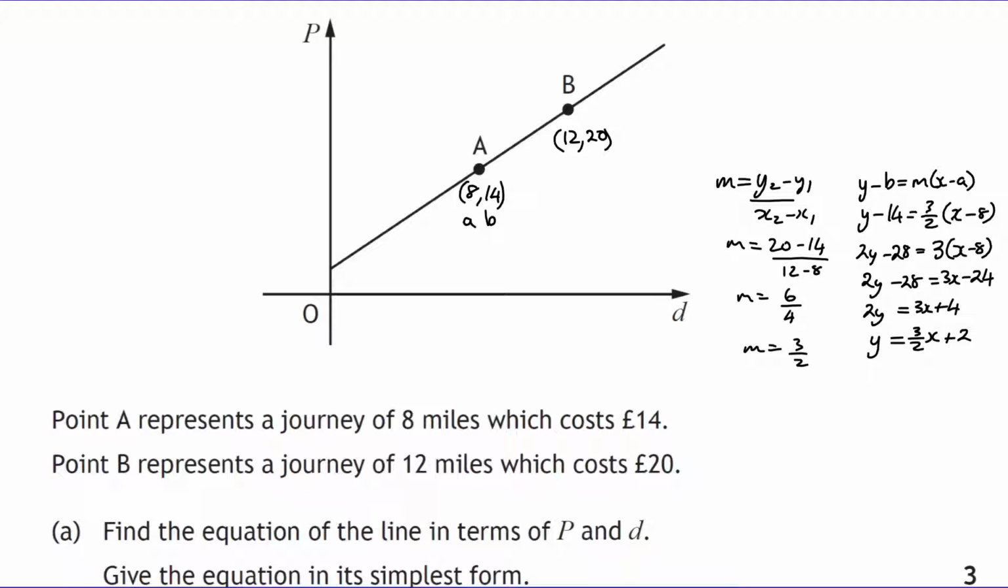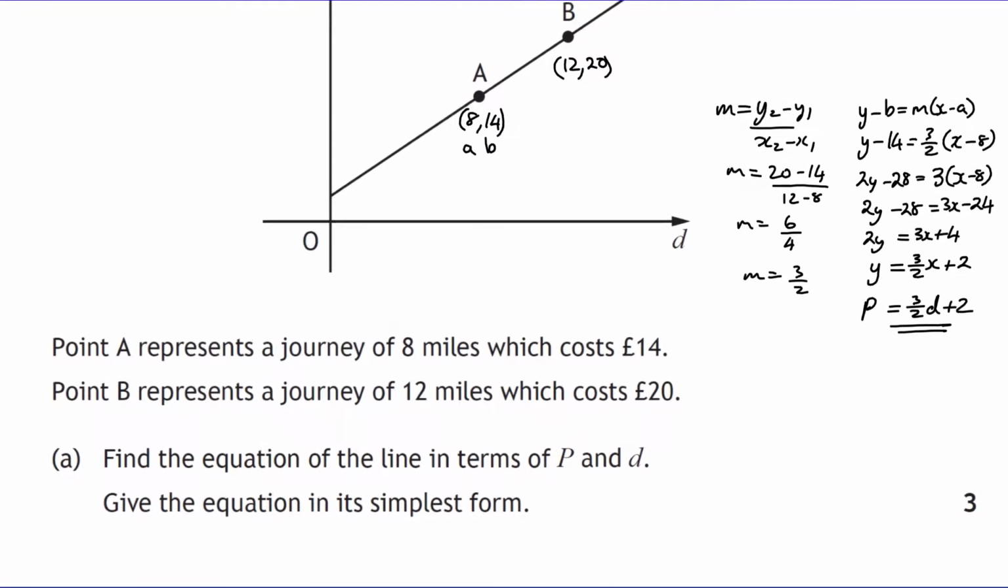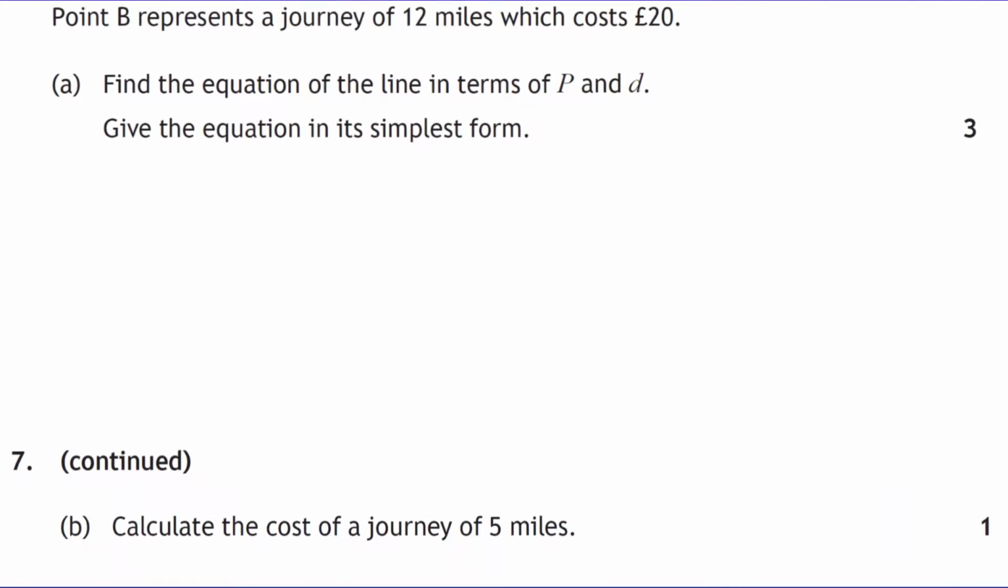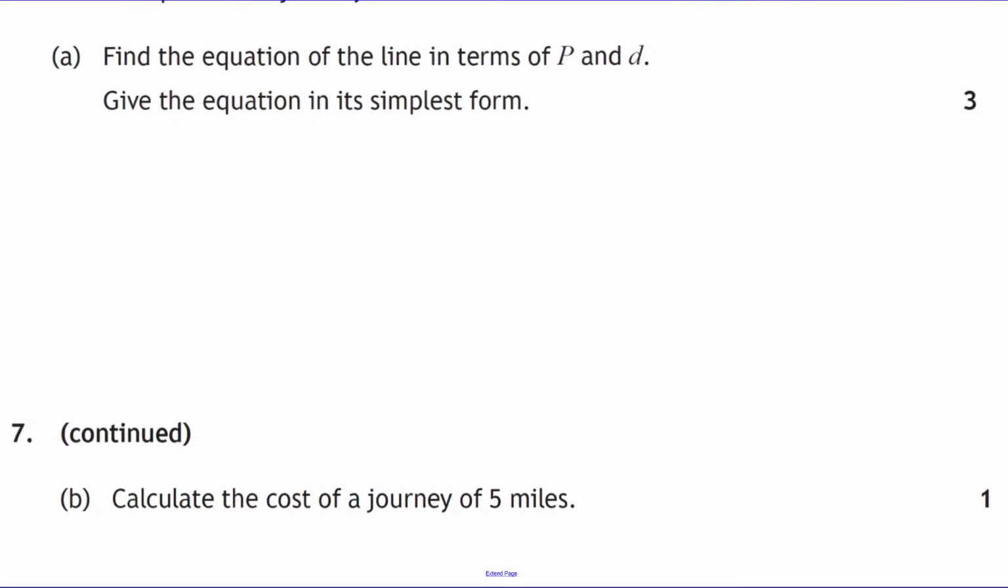Now, it's asking for the equation in terms of p and d. So we've got to look at the axis. The y-axis is p, that's the cost, so p is 3 over 2, or 1.5, d plus 2. So that's what we're looking for there. A bit awkward with the numbers there, but same routine as you would normally use for finding the equation of a straight line. Part B then asks us to calculate the cost of a journey of 5 miles.